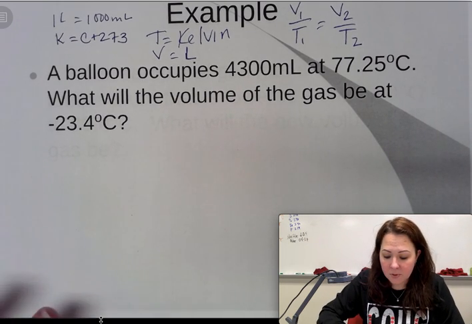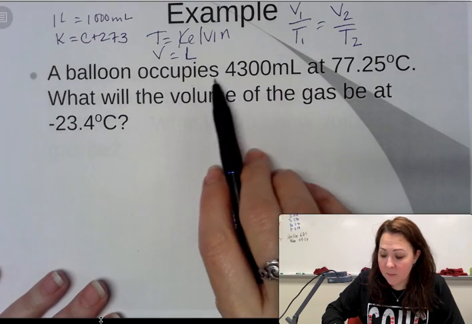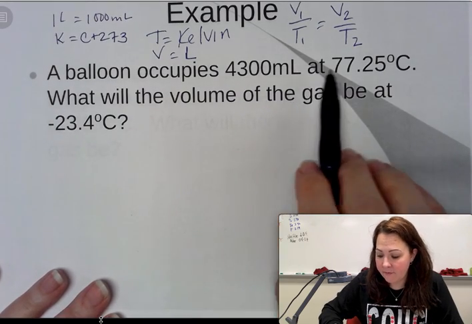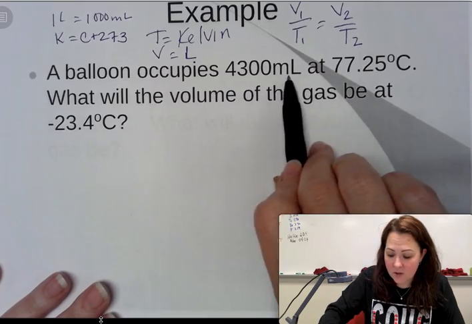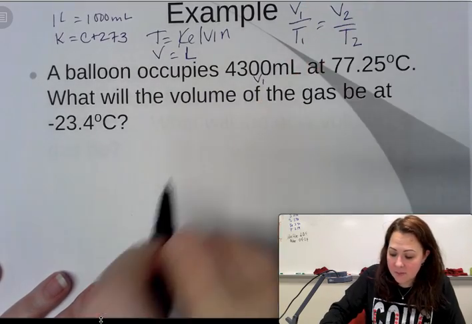So this says a balloon occupies 4,300 milliliters at 77.25 degrees Celsius. So this is what I'm starting with. So this is volume 1. This is temperature 1.